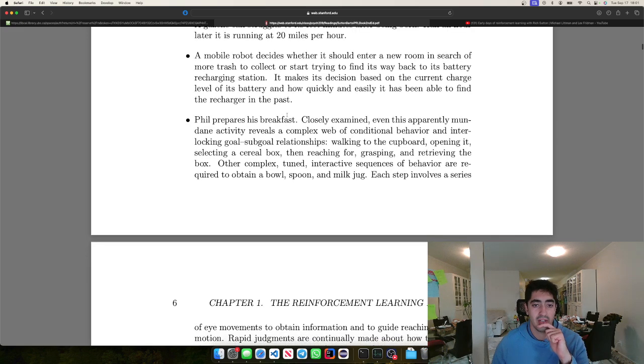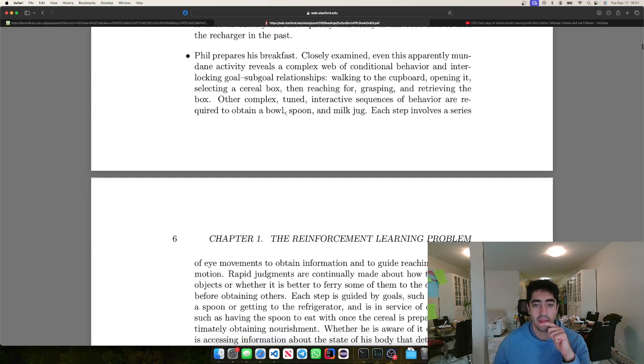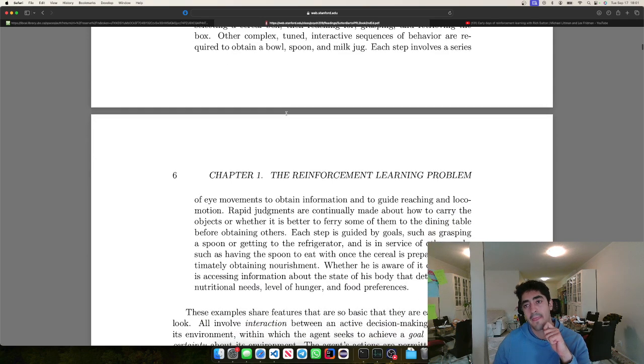Phil prepares his breakfast, closely examined. Even this apparently mundane activity reveals a complex web of conditional behavior and interlocking goal-subgoal relationships. Walking to the cupboard, opening it, selecting a cereal box, then reaching for, grasping, and retrieving the box. Other complex, tuned, interactive sequences of behavior are required to obtain a bowl, spoon, and milk jug.